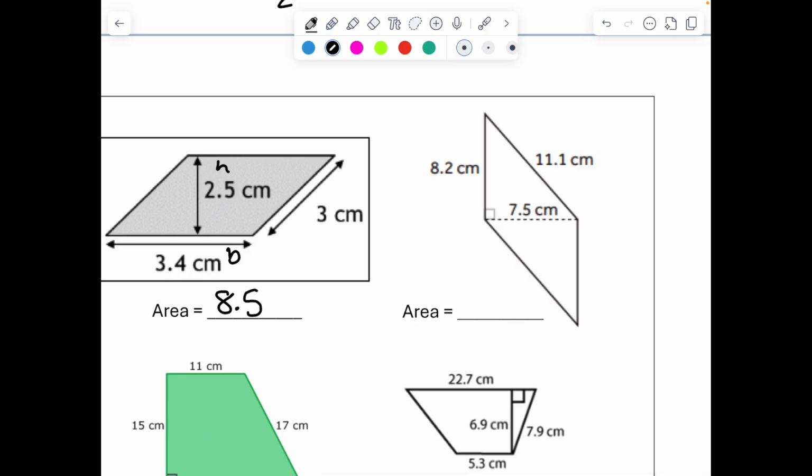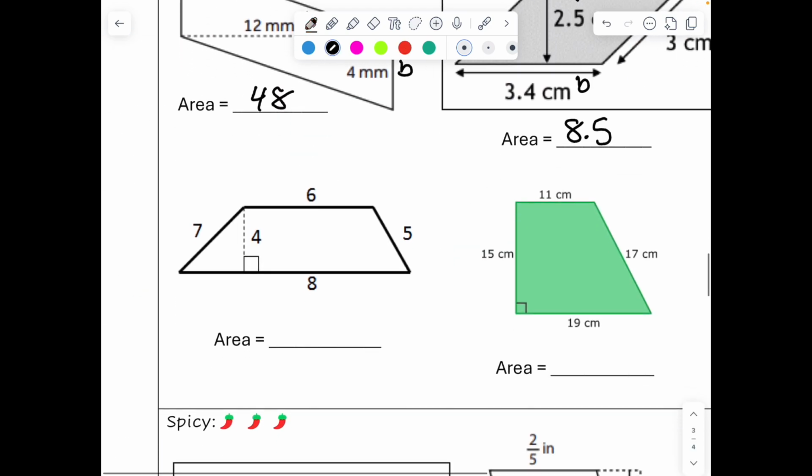All right, this one, with this parallelogram, we need to make sure that our base and our height are perpendicular. So that is going to be this line and this line here. So 8.2 times 7.5, that is 61.5.